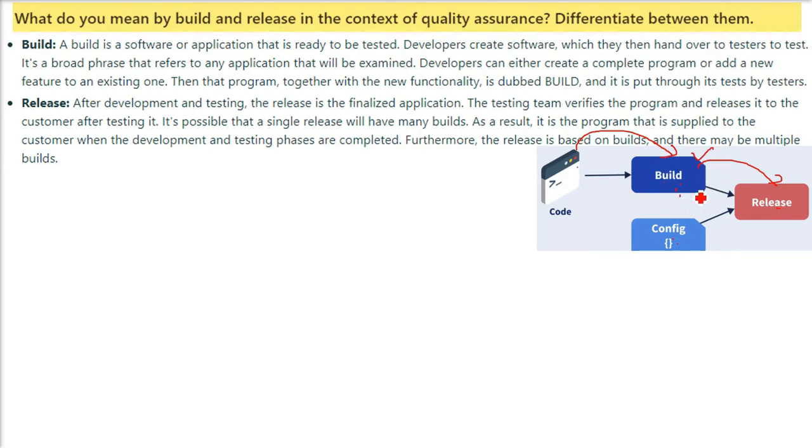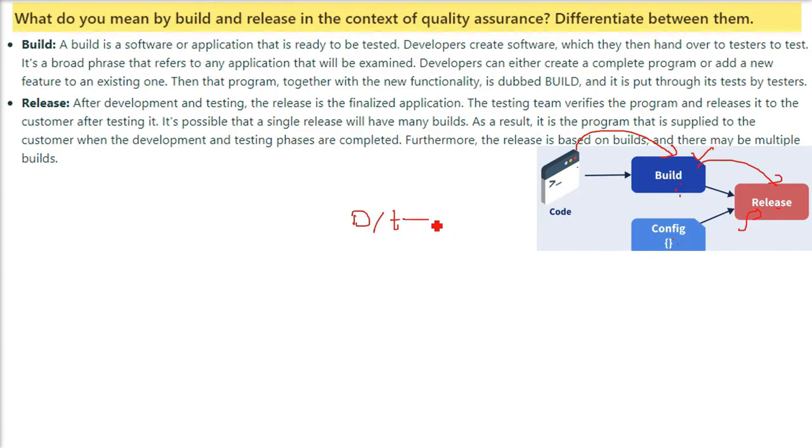Builds can be multiple. So build is a software or an application that is ready to be tested. Developers create software, that is, they make the build and they hand it over to the tester to be tested. So this is a broad phrase that refers to any application that will be examined. The developers can either create a complete program or they can just add a new feature to an existing one and they can make a build. Then that program together with the new functionality is called a build and it is put through its test by testers.